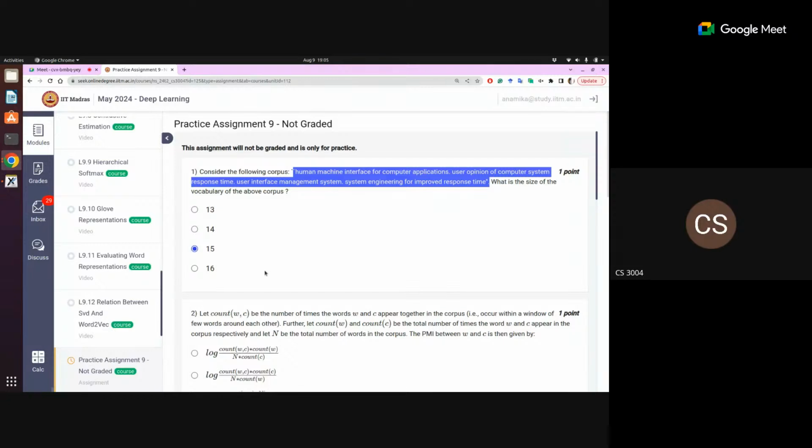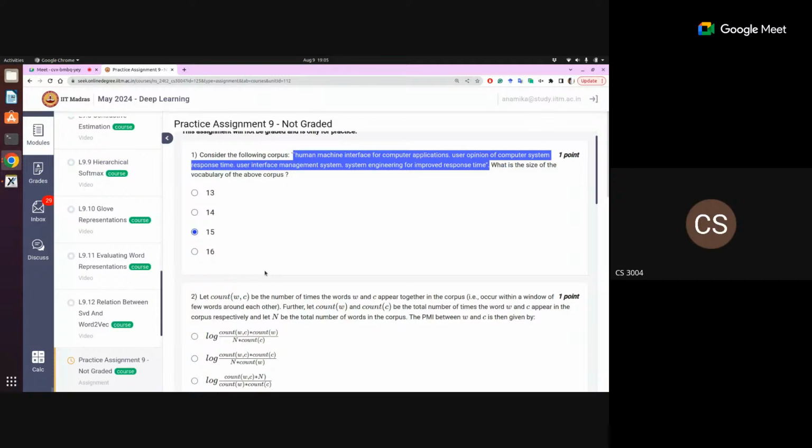Okay, so we can imagine how huge the vocabulary is. We can imagine for a real world data set, for example, Wikipedia, right? So we can imagine how large the vocabulary in an NLP task is, right?